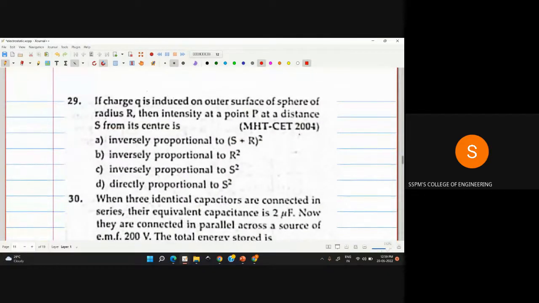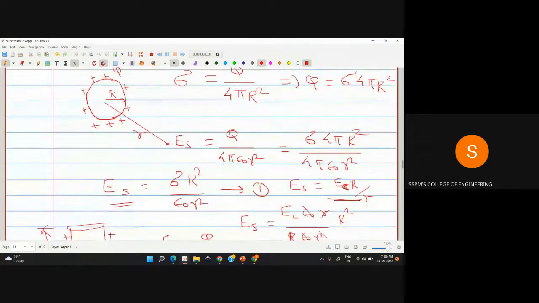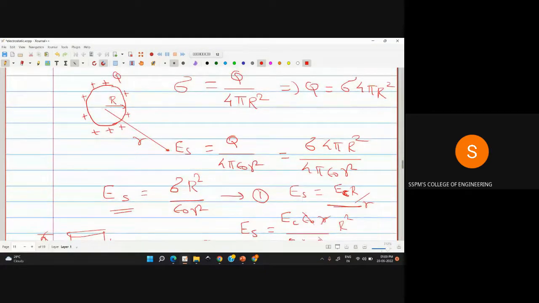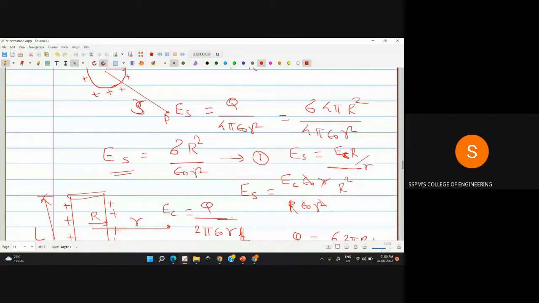Now this one is also similar. If the charge Q is induced on the outer sphere of radius R, then the intensity at point P at a distance S from the center is inversely proportional to S plus R square, inversely proportional to R square, inversely proportional to S square, or directly proportional to S square. This is the same example, but in place of r it is given as S, where S is the distance between the observer point and the center of the sphere. Here S will come in place of r. We have solved this here.